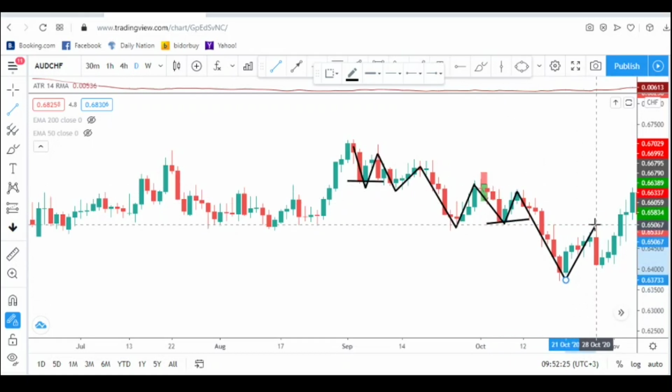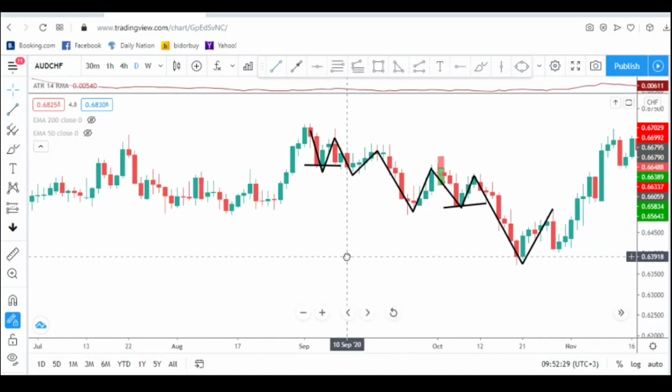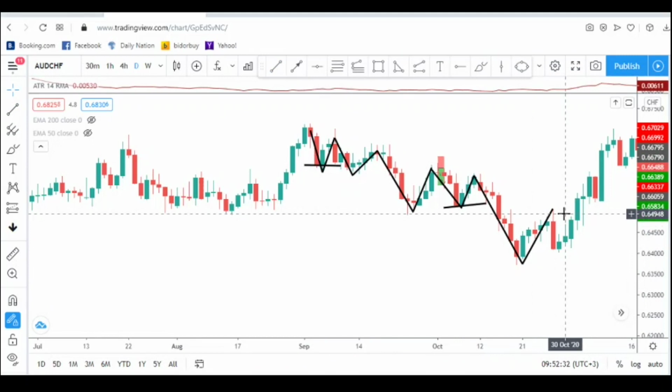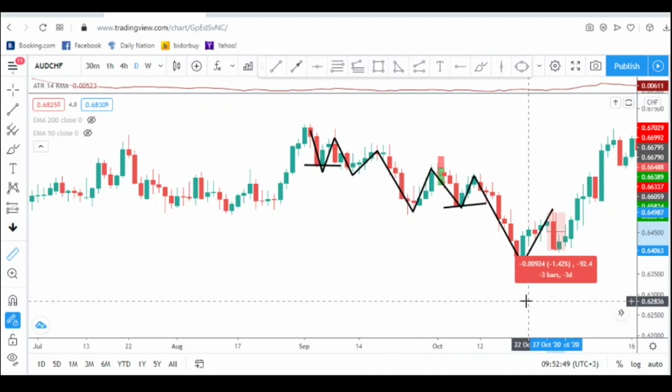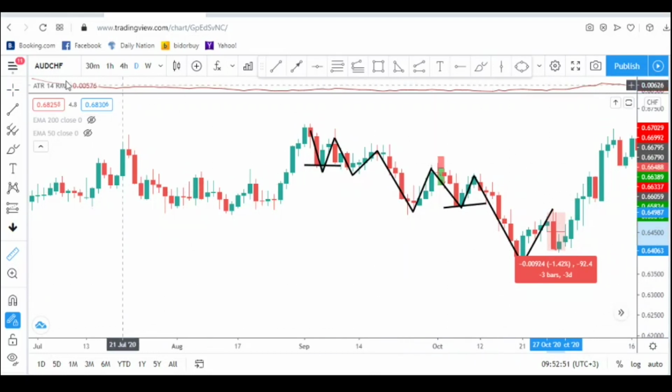We have a pullback to this level of support here, and I'm pretty sure if you drop to a lower time frame, this could be a win depending on how you place your take profit and your stop loss. Let's check it out here. How many pips would that be? 92 pips. 92 pips on a 4-hour time frame or a 1-hour time frame.